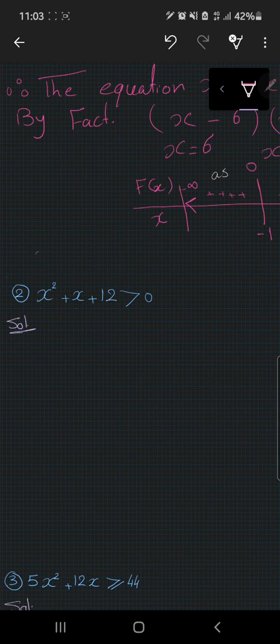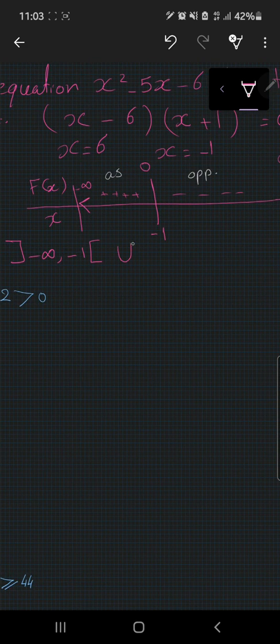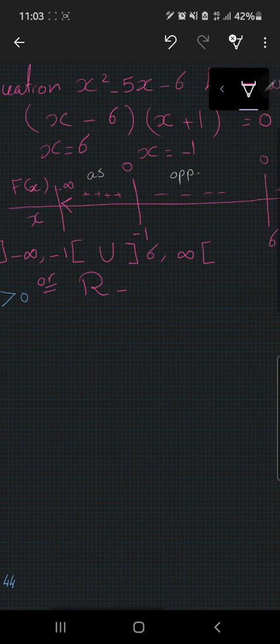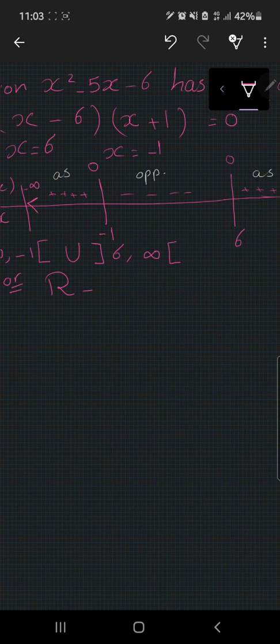So the solution set equals from negative infinity to negative 1 open, union from 6 to infinity, or real numbers minus the negative part, which is from negative 1 closed to 6 closed.